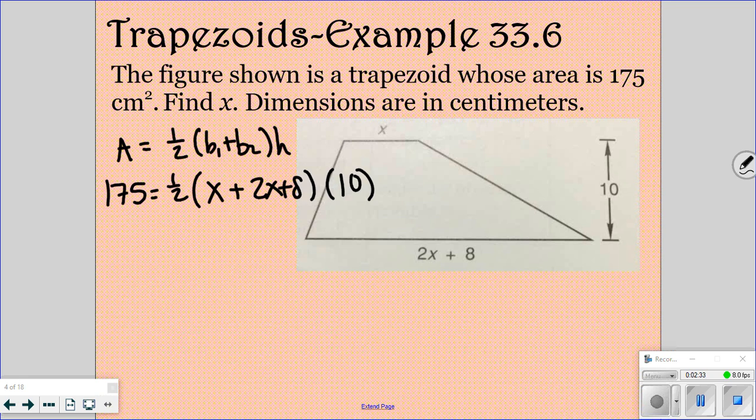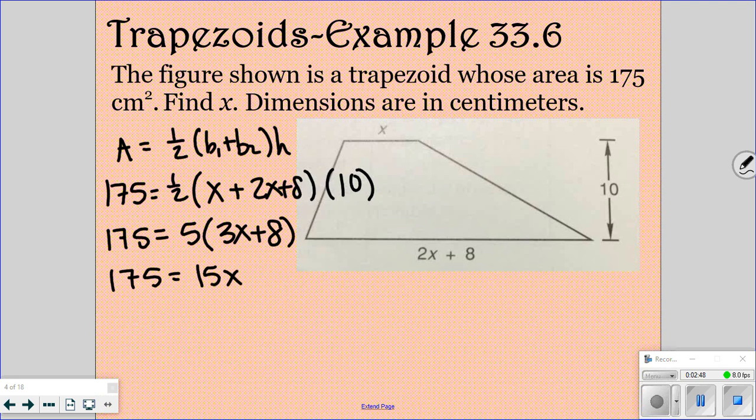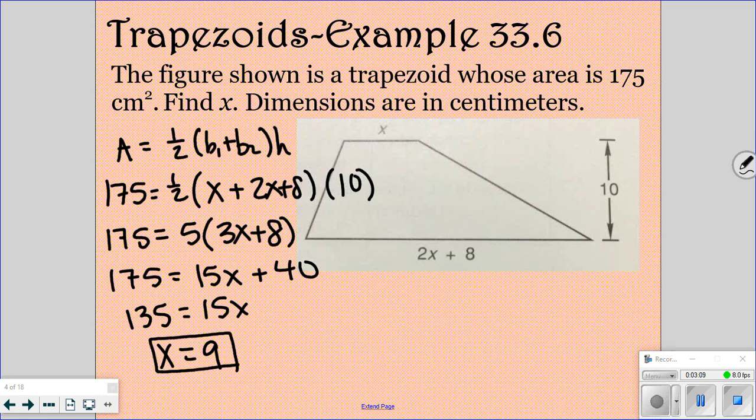So now I'm going to multiply the 1/2 by the 10 to make that a 5. And then I'll have x plus 2x is 3x plus 8. So then if you distribute, you'll get 15x plus 40. And then if you subtract, you'll get 135 equals 15x. And then if you divide by 15, x will equal 9. And so that would be the value of x.